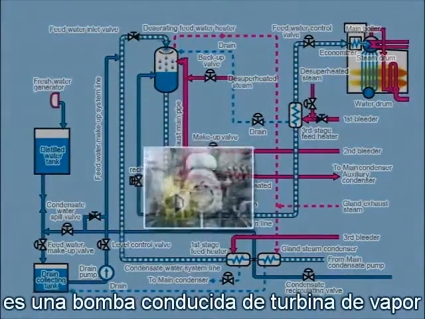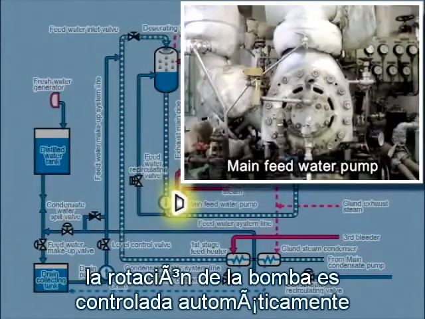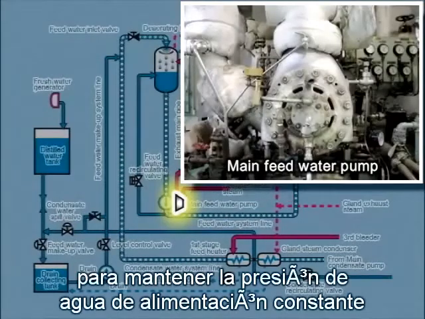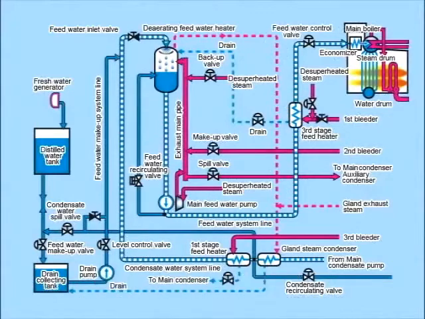The main feed water pump is a steam turbine-driven pump. Rotation of the pump is automatically controlled to keep the feed water pressure constant by a governor, even when the feed water flow changes.